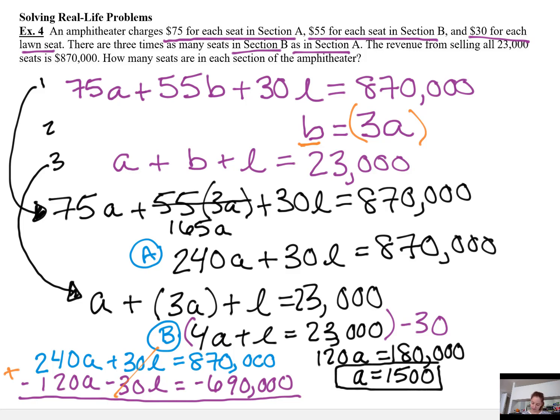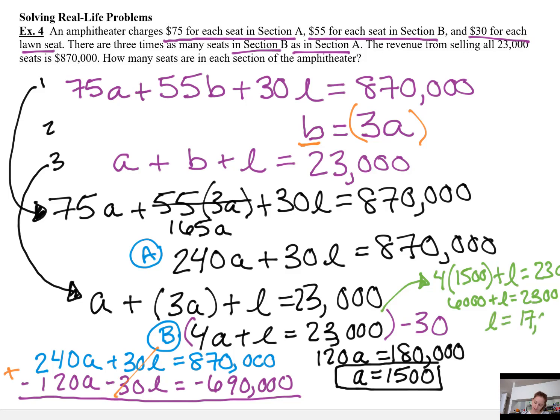Now if I want to find B, I can't find B next. I have to go to L. Let's use this equation to find L. So 4 times 1,500 plus L equals 23,000. Therefore, 6,000 plus L equals 23,000. L equals 17,000.